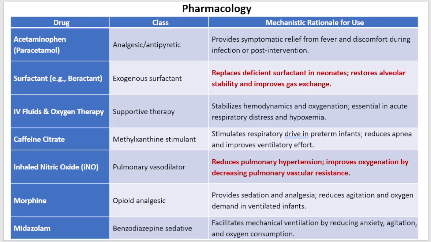Additional agents used in some institutions include caffeine citrate, a methylxanthine stimulant given as a 20 mg per kg loading dose, followed by 5 to 10 mg per kg daily. It enhances respiratory drive and reduces apnea in preterm infants. Inhaled nitric oxide, dosed at 5 to 20 ppm, that is parts per million, acts as a pulmonary vasodilator. It is used in cases with pulmonary hypertension to improve oxygenation.